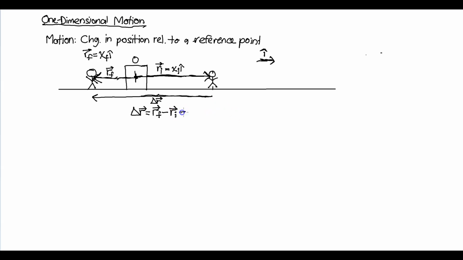So we can define the change in position, using our new notation, to be equal to (xf minus xi) times i, which equals delta x times i. Delta just means change, so your change in your x position. You can think of xi and xf as your x coordinate, your coordinate relative to your reference point, this building over here. And when you're moving, this x coordinate changes.